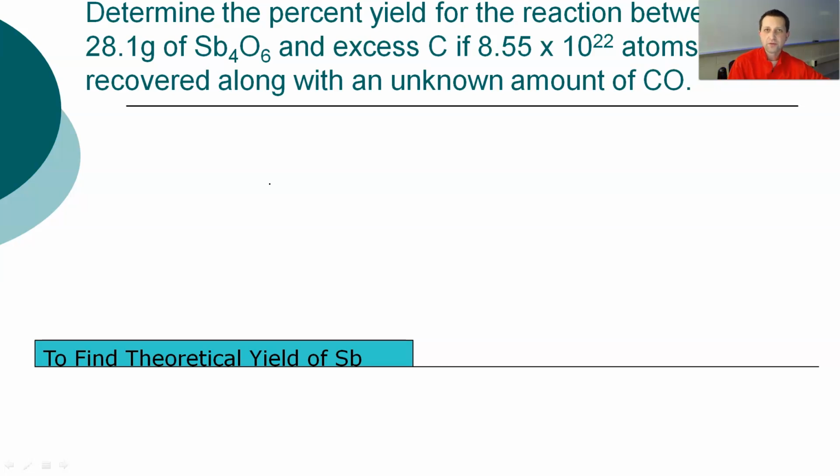So let's go through a practice problem, 2 of them actually, and then you should be good to go. So the first one is in your notes. It's the class example. Actually, the first 2 we're doing are the 2 class examples on the note sheet. It says determine the percent yield.